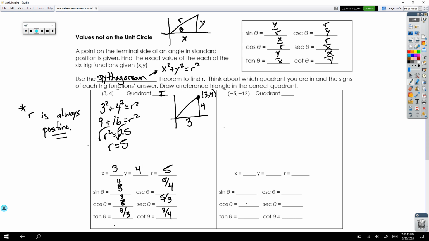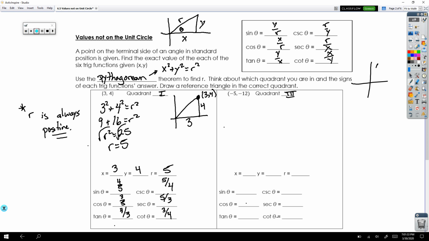We have -5, -12. So x and y are both negative. So let's first start by figuring out my triangle and what quadrant I'm in. So x and y are both negative in quadrant 3. If you don't remember that, here's a real quick recap here.